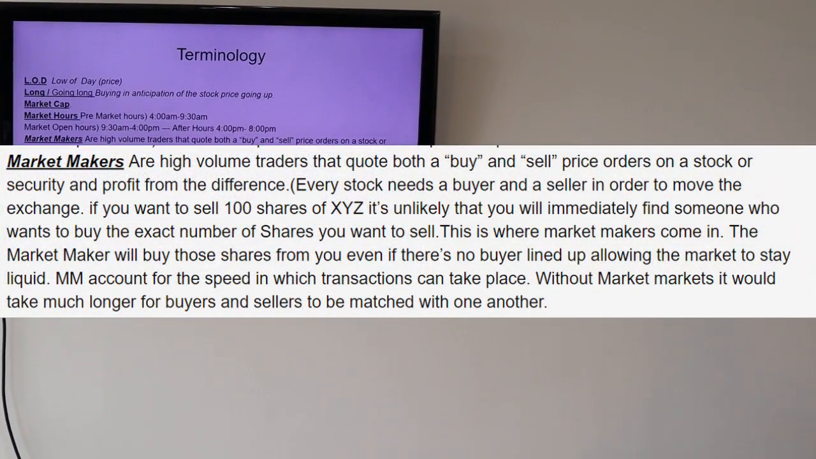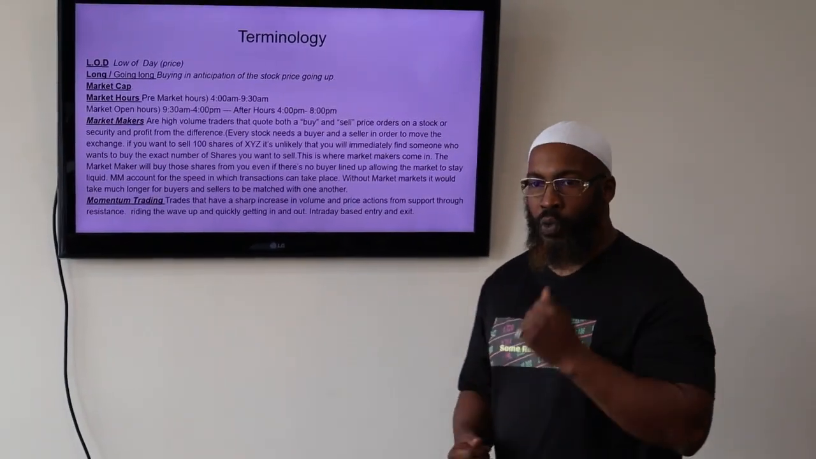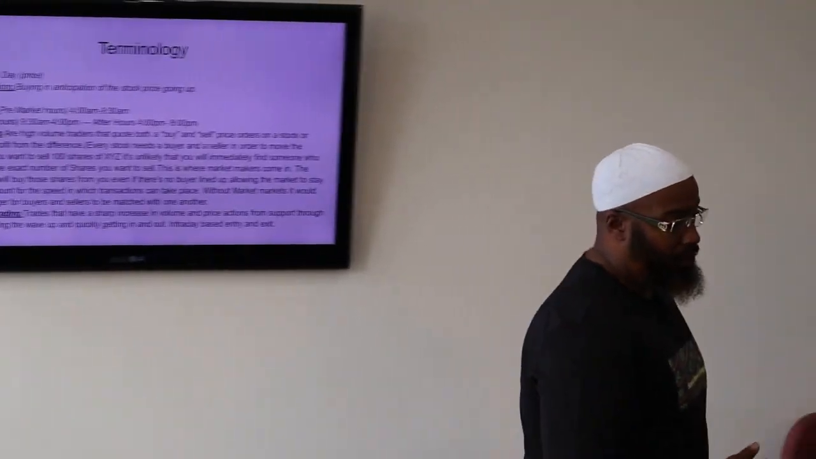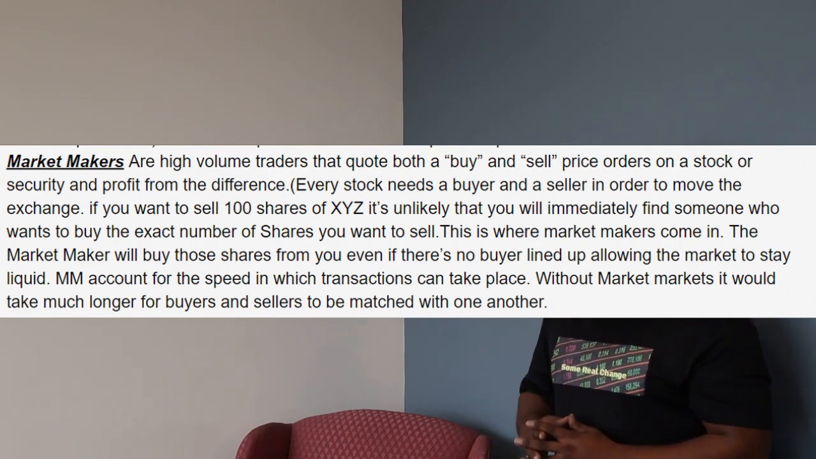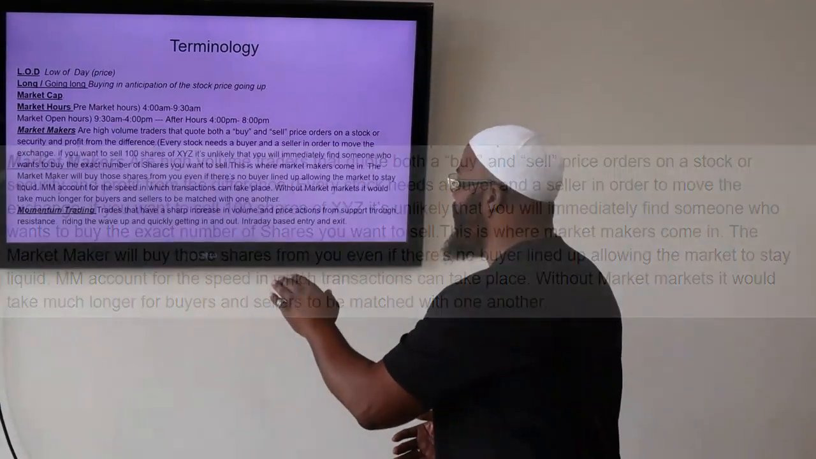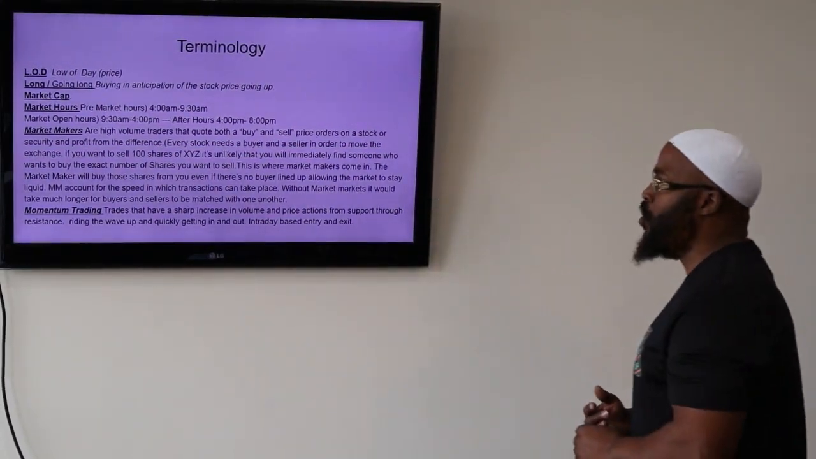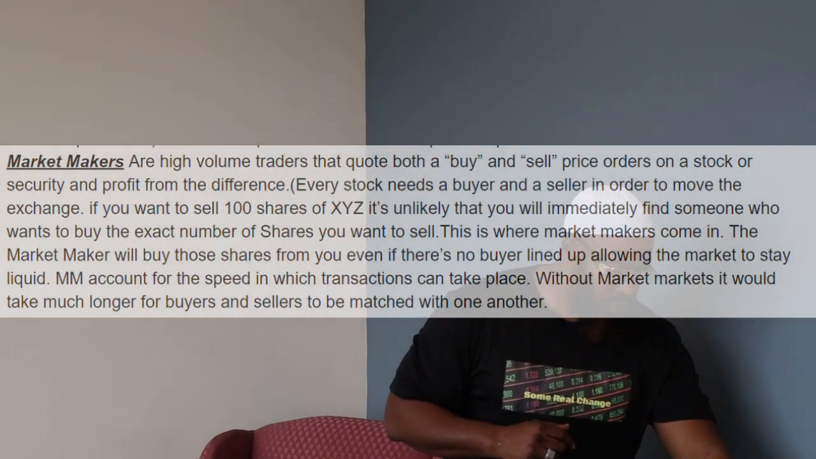Market makers are high volume traders that quote both a buy and a sell price on a stock or security, in this case a stock, and they profit from the difference. Every stock needs a buyer and a seller in order to move the exchange. If you want to sell 100 shares of XYZ, it is unlikely that you will immediately find someone who wants to buy the exact number of shares that you want to sell.